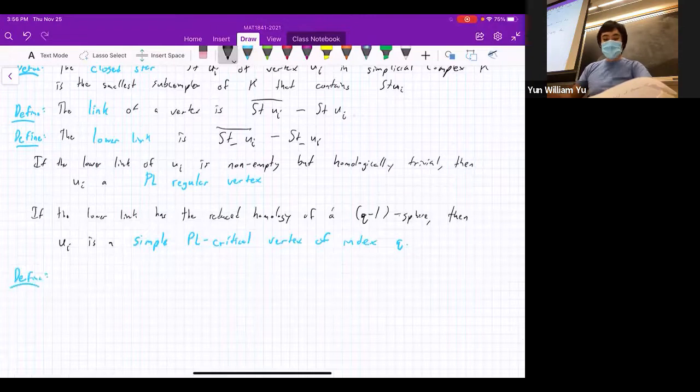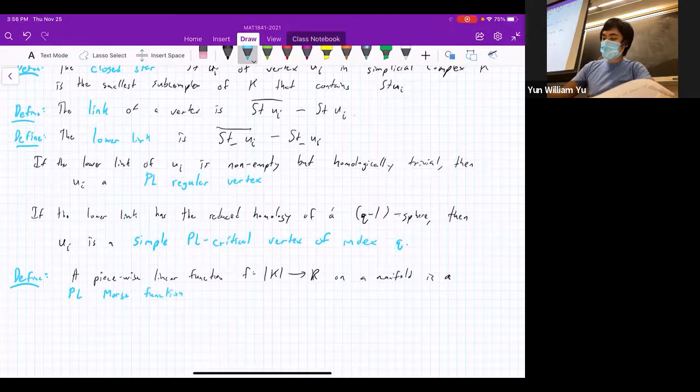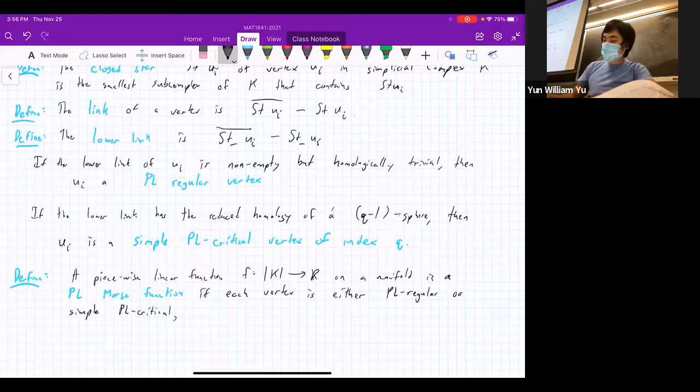So a piecewise linear function f from the simplicial complex to R on a manifold is a piecewise linear Morse function if each vertex is either PL regular or simple PL critical, and the function values are distinct at vertices.